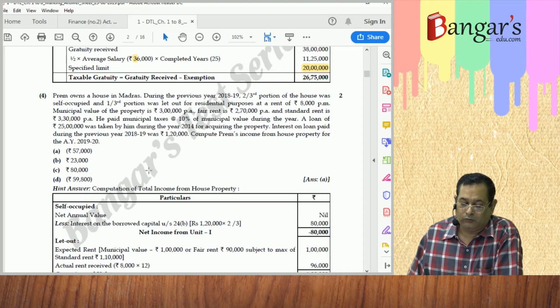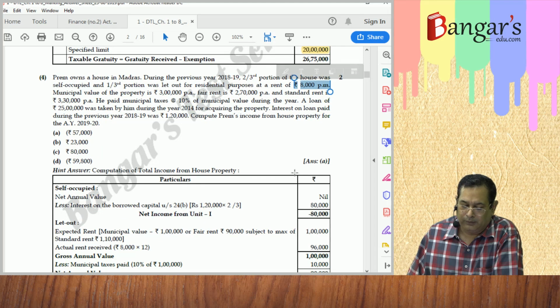Then Prem owns a house in Madras. During the previous year 2018-19, two-thirds of the house was self-occupied. In case of self-occupied property, annual value will be nil and only one deduction, interest on borrowed capital, is allowed. And the other one is that one-third portion has been let out. Monthly rent is 8,000 per month.